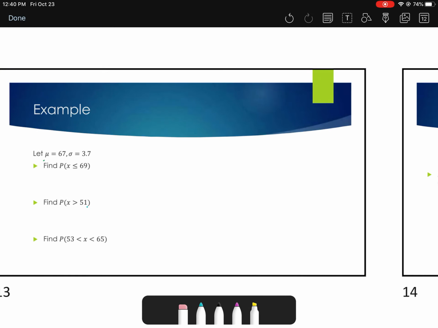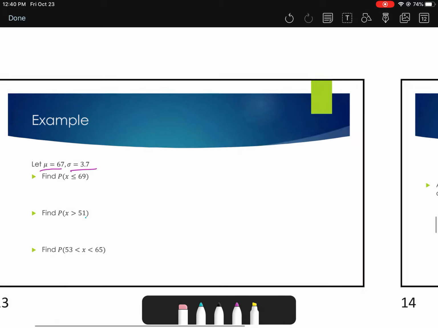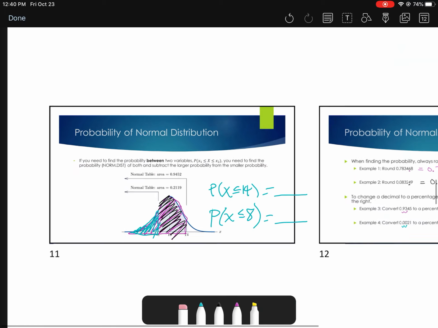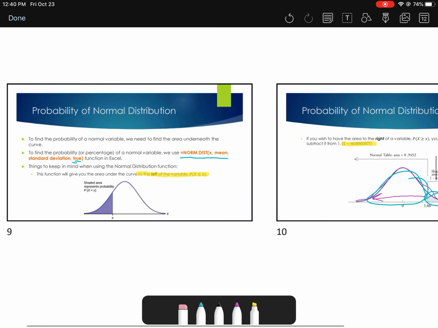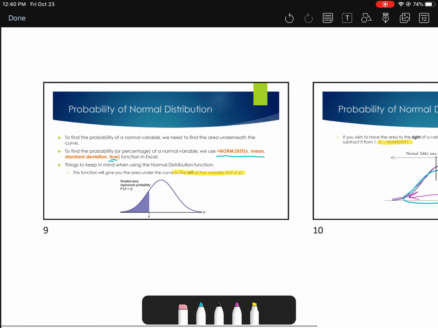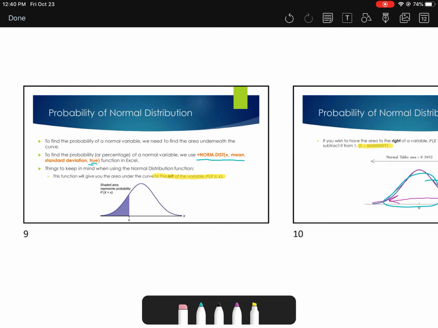Okay, so I want to find the normal distribution. I'm given a normal distribution. I want to find the probability that x is less than or equal to 69. So my mean is 67. My standard deviation is 3.7. Again, to do this, if you go back, I'm just going to be using this equation right here in Excel.